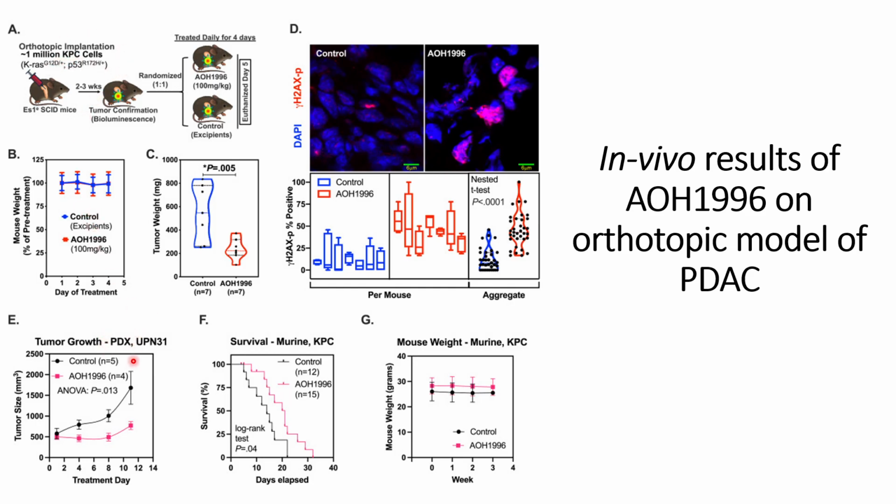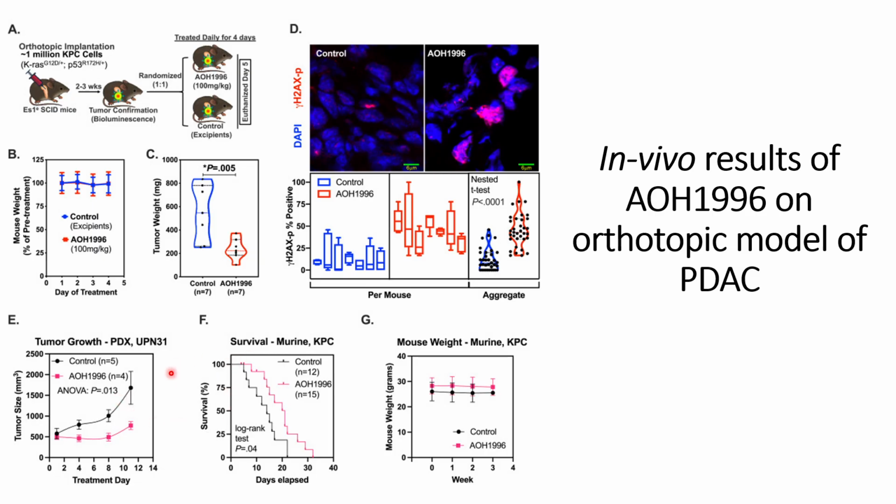Then, after validating the results using this orthotopic implantation of pancreatic cancer cells, they also did studies on the patient-derived xenograft, where the tumor cells were taken from patients who had undergone chemotherapy. They did the studies in the control case where they do not inject AOH1996, and in the case where they inject AOH1996, and they are able to see that the tumor growth rate is significantly lower in the AOH1996 case compared to the control. They did their analysis using ANOVA, where the p-value is less than 0.05.